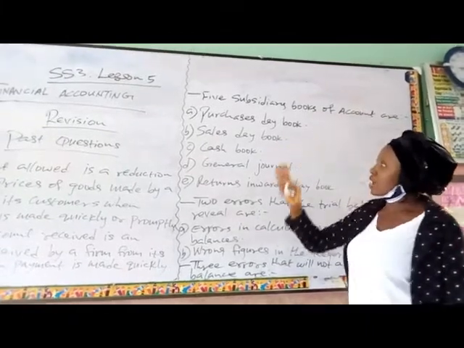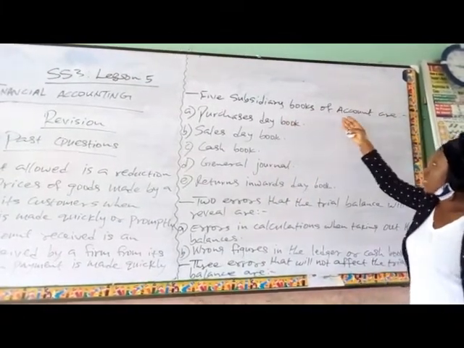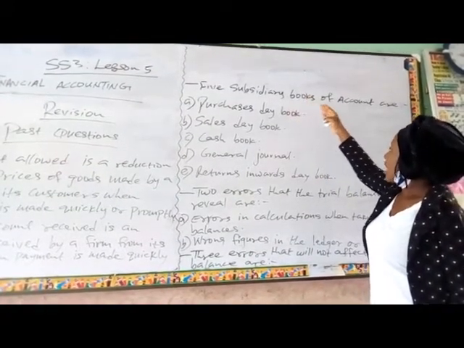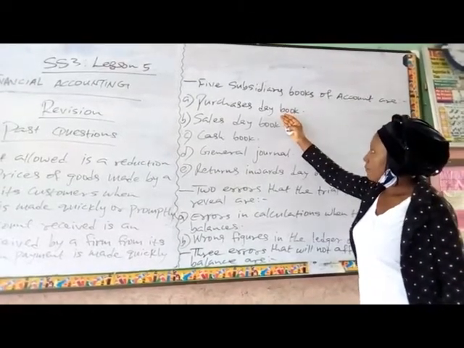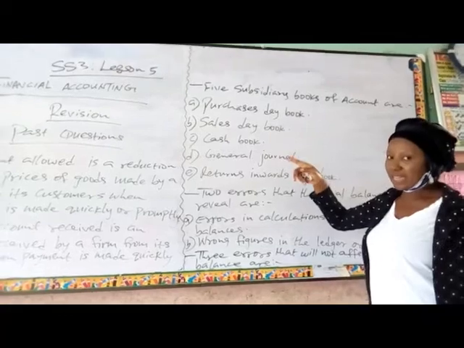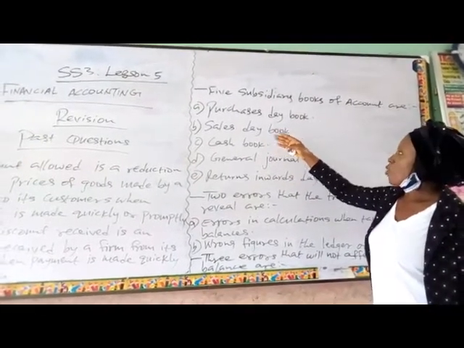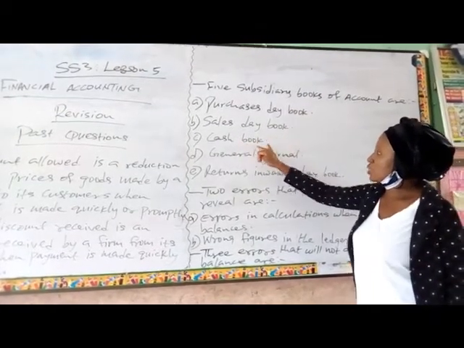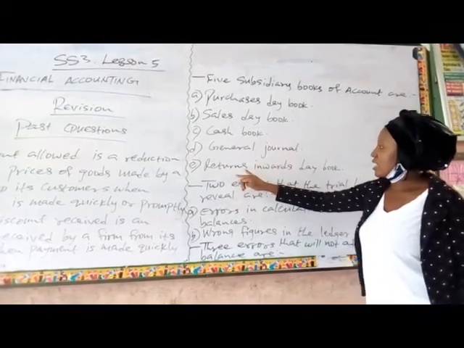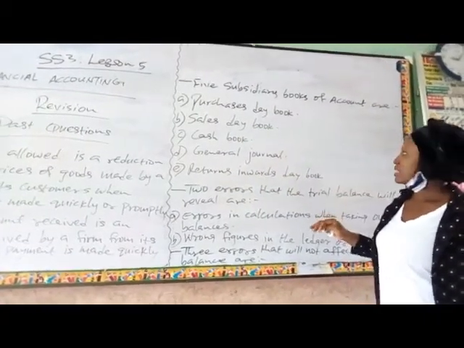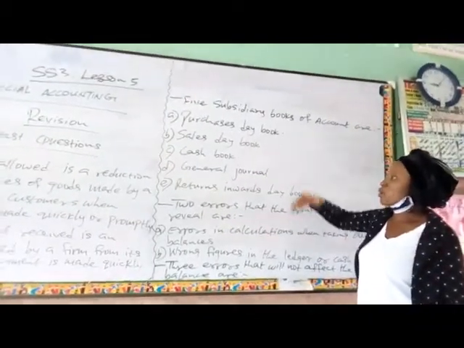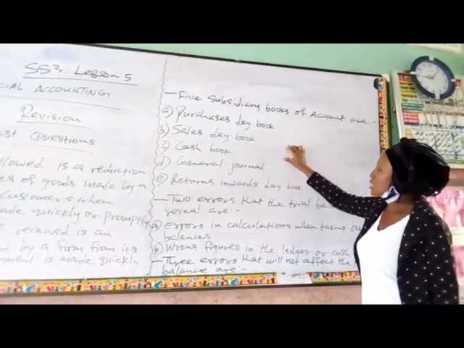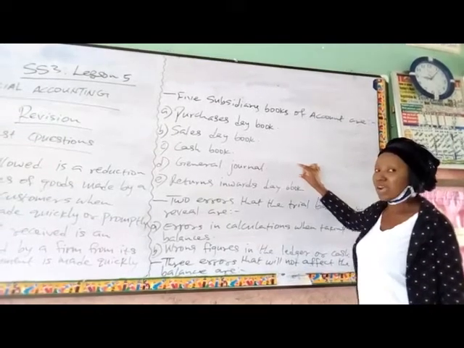Please, when answering a question, first bring out the sentence and then your solution. Now, five subsidiary books of accounts are: A, purchases day book; B, sales day book; C, cash book; D, general journal; and E, return inwards day book. We still have more, but since the question asked us to state five subsidiary books of account, I brought out the list of five here.